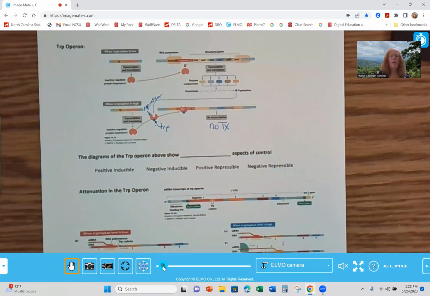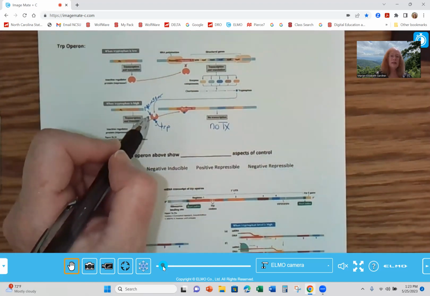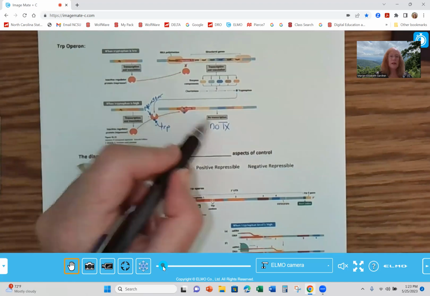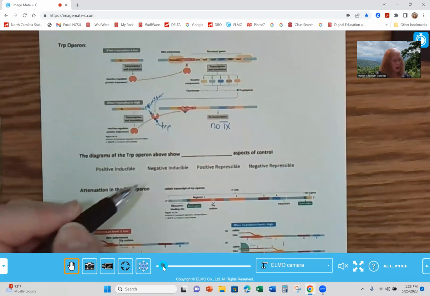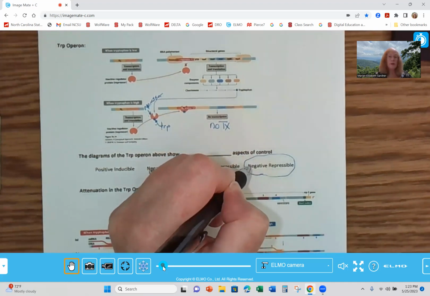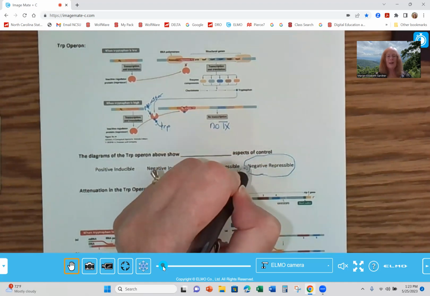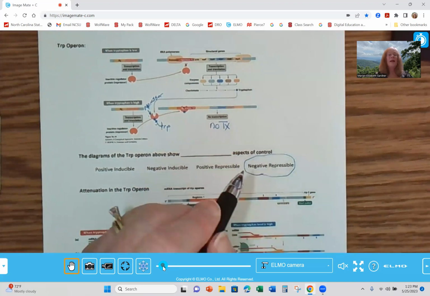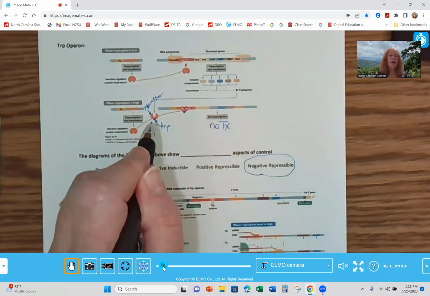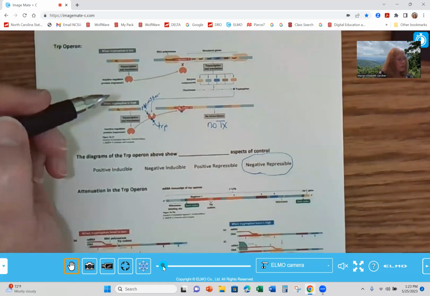Well, that makes sense. Why would the cell make more tryptophan if it already has a lot of tryptophan present? And so if there's a lot of tryptophan, the tryptophan binds to the repressor, the complex binds here, and turns this off. This is called a negative repressible system. Negative: the repressor binds to the DNA to turn off transcription. Repressible: the tryptophan, or the effector molecule, binds to the repressor to help it turn off transcription.